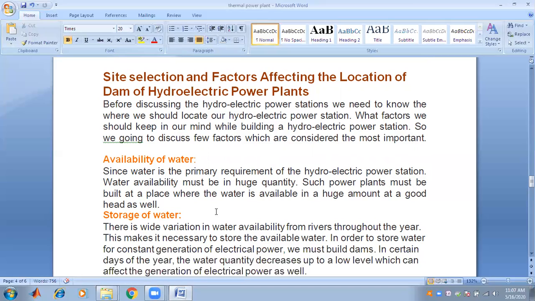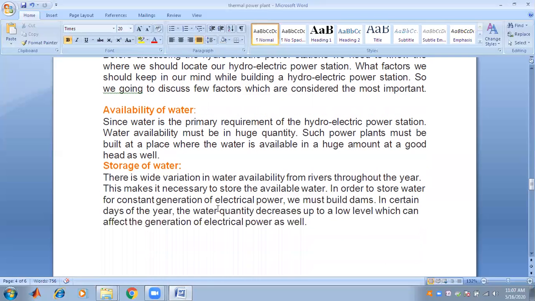So availability of the water, meaning whether water is available or not, is the most important factor in order to choose the site location of the hydroelectric power plants. Second is the storage of water.